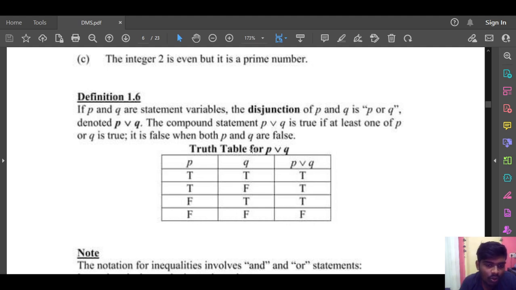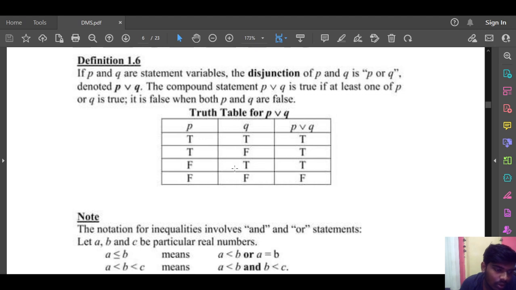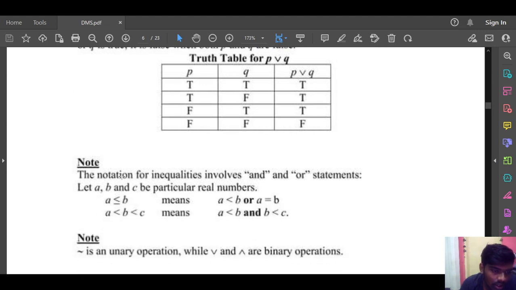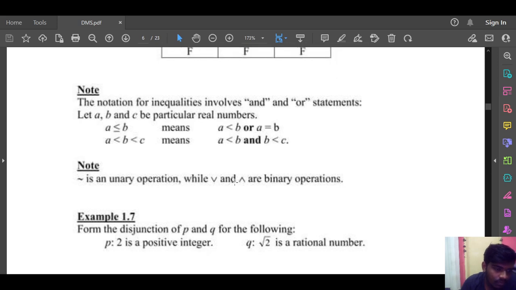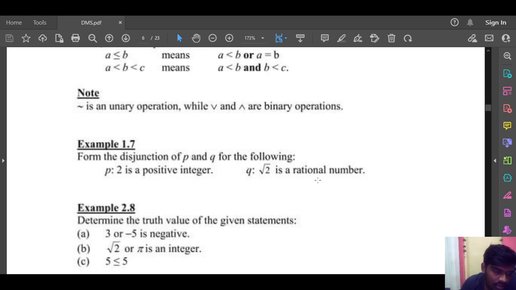Whereas for P or Q, in this OR truth table, if one of the inputs is true, then the output will be true. The negation of inequalities involves AND and OR statements. Read a, b, c, particularly real numbers. Negation is a unary operation while AND and OR are binary operations.